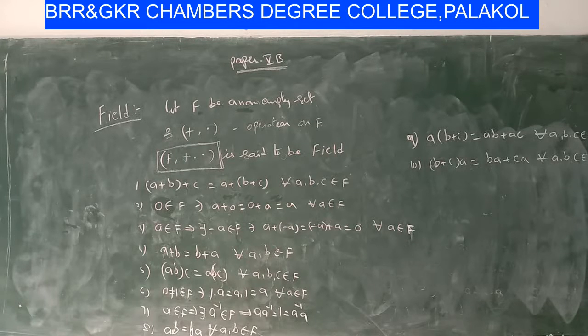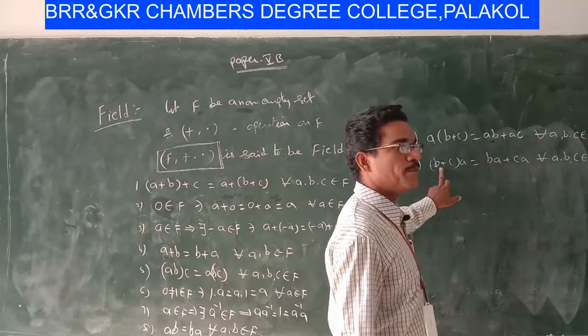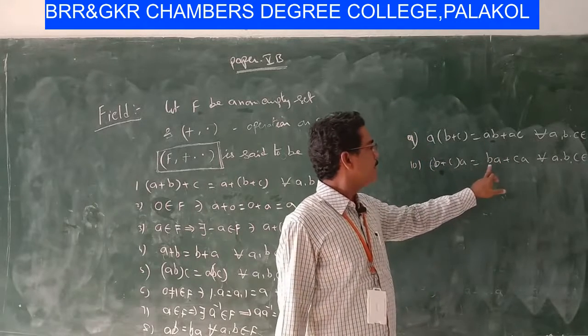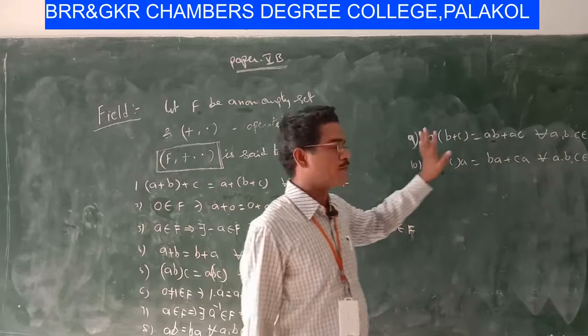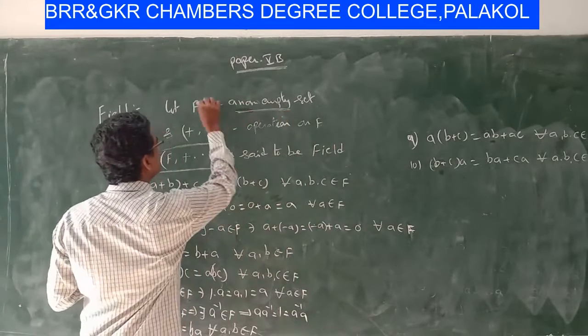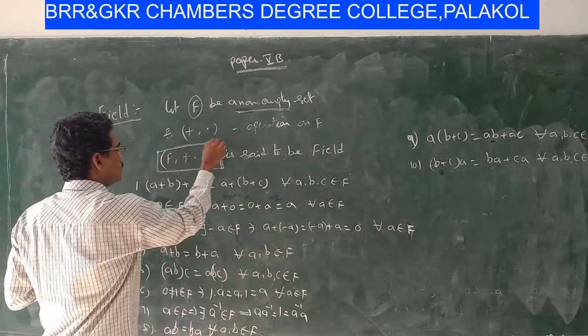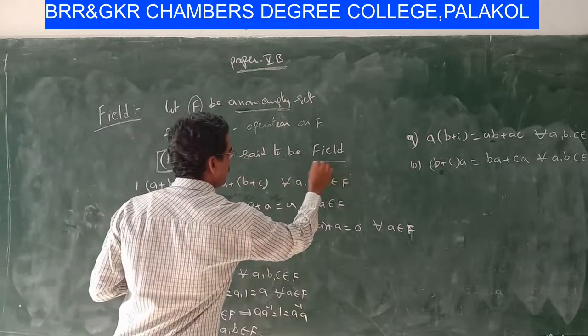Next, the eighth one is ab equals ba for all a, b belongs to F. Next, the ninth one is a into (b plus c) equals ab plus ac for all a, b, c belongs to F. And the last one, the tenth one, is (b plus c) into a equals ba plus ca for all a, b, c belongs to F. If the following 10 conditions are satisfied, then the non-empty set F, plus, dot is a field.